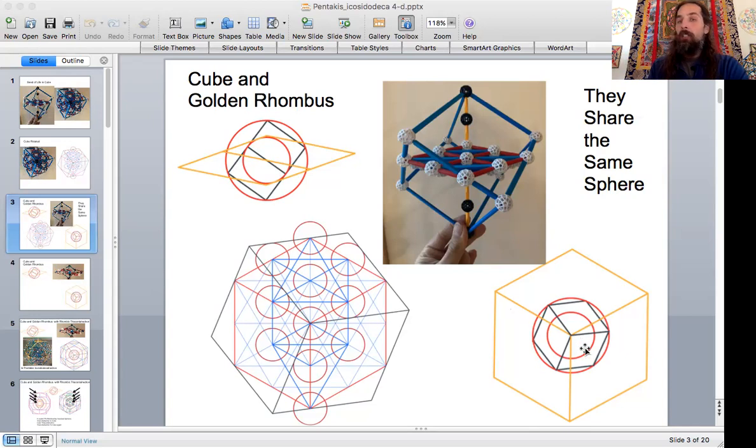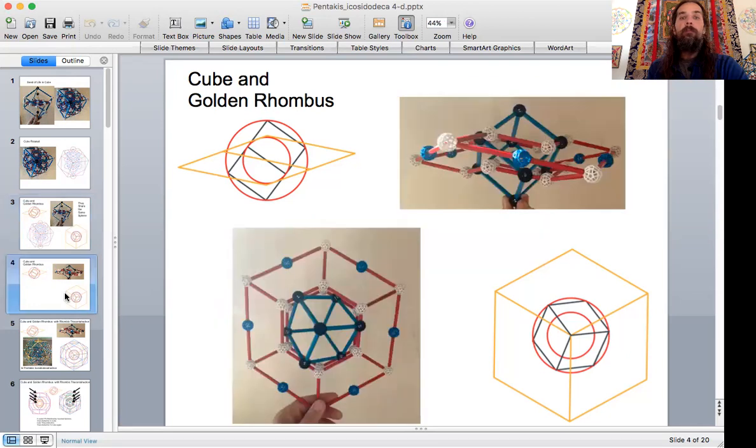Now, these drawings are optical illusions, because when they're flat like this, it looks like this sphere is just floating in open space within the cube. And similarly with the giant hexagon here, which is the flattened golden rhombus, this one here. But really they share the same size inner circle. So that's just a cool relationship that they share with one another.